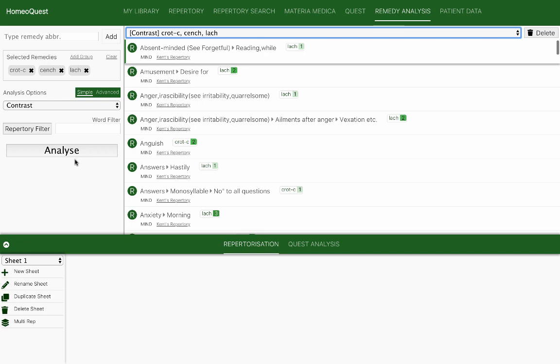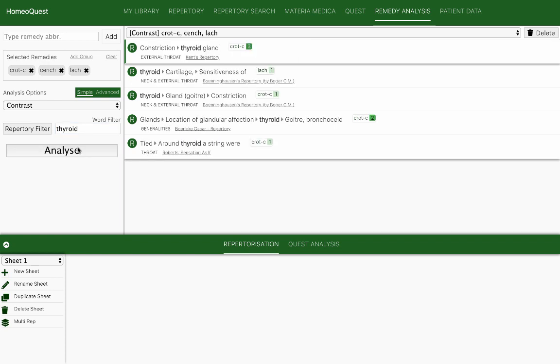Now this lady had basically come to us with thyroid issues. So I want to check which of these 3 remedies have a very strong affinity for the thyroid. We're still keeping on the contrasting feature, and we're going to now put the word filter thyroid. So we ensure that we have remedies which cover the thyroid issues, and we want to make sure that we give that remedy.